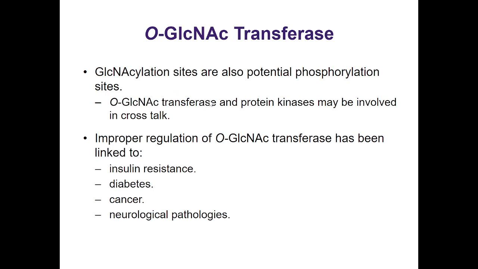All right. So again, this is that enzyme, the transferase here, and protein kinases may be involved in crosstalk in this process, because they both work on that same site. Improper regulation of our O-glucan transferase has been linked to various different diseases and effects: insulin resistance, diabetes, cancer, neurological pathologies.